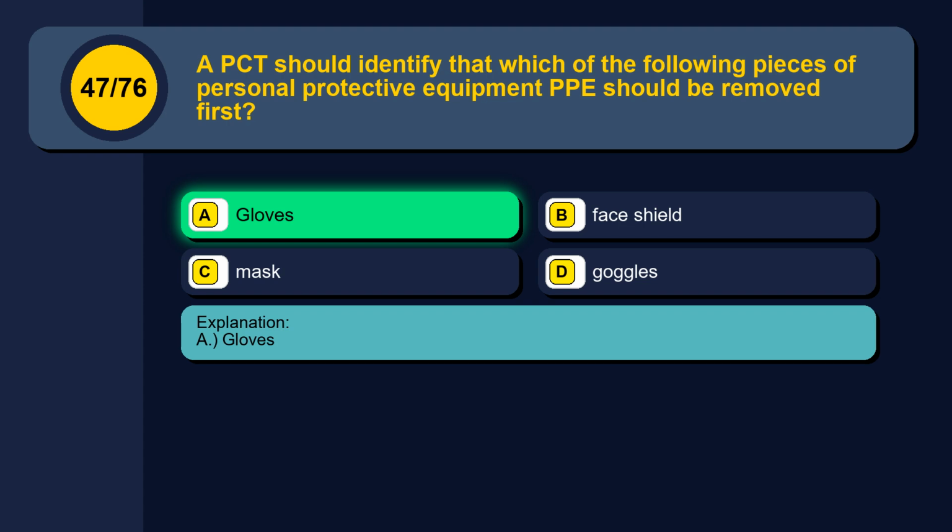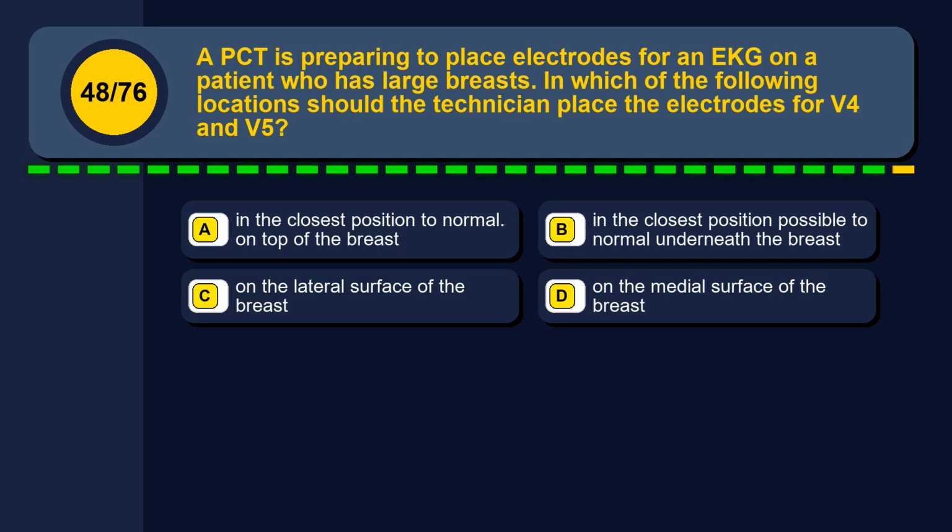Question 48. A PCT is preparing to place electrodes for an EKG on a patient who has large breasts. In which of the following locations should the technician place the electrodes for V4 and V5? Option A, in the closest position to normal, on top of the breast. Option B, in the closest position possible to normal underneath the breast. Option C, on the lateral surface of the breast. Option D, on the medial surface of the breast.